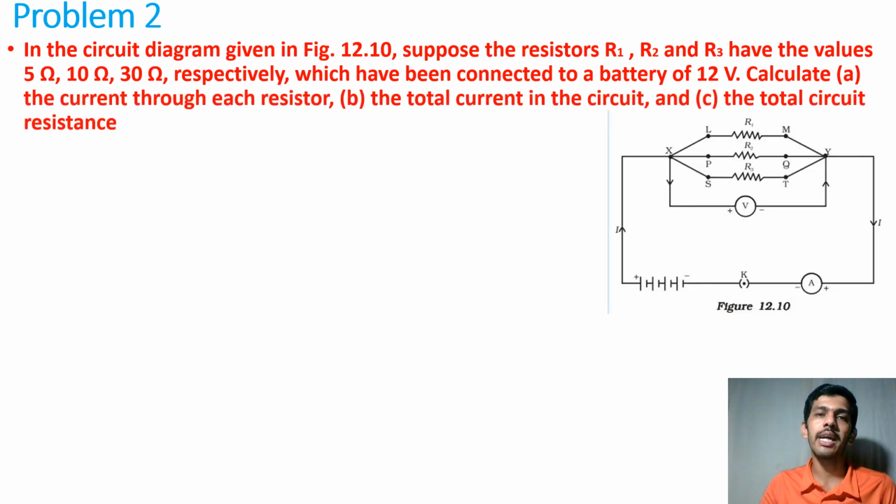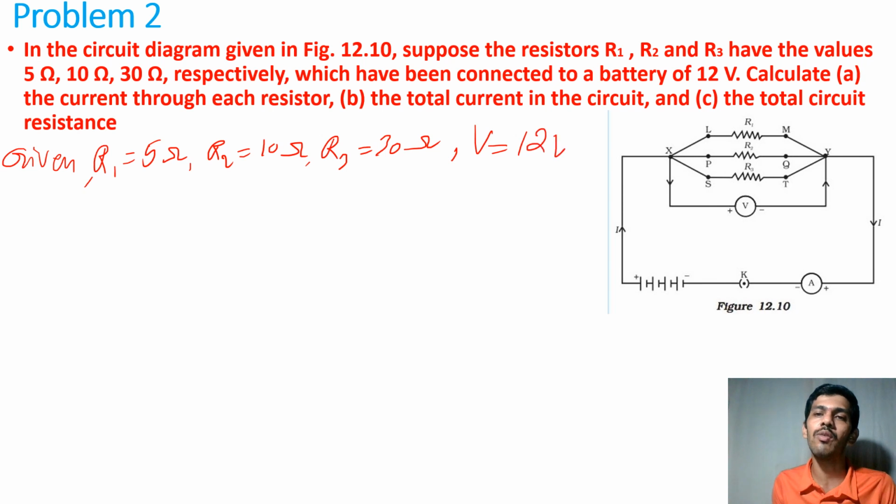The problem number 2 is, in the circuit diagram given, suppose the resistors R1, R2, R3 have the values 5, 10 and 30 respectively, which have been connected to a battery of 12 volt. That means the given values we can write down. So given R1 is equal to 5 ohms, R2 equal to 10 ohms, R3 is equal to 30 ohm respectively, which have been connected to a battery of 12 volt. That means V equal to 12 volt. Calculate the current through each resistor.